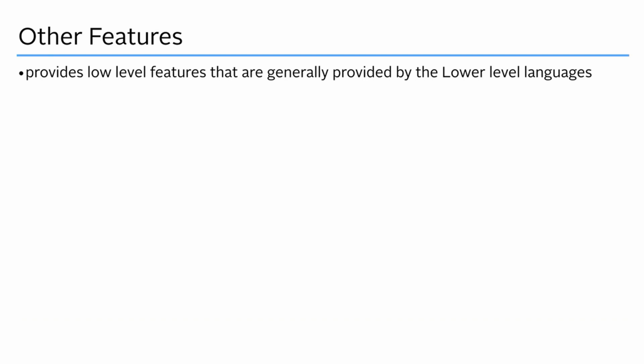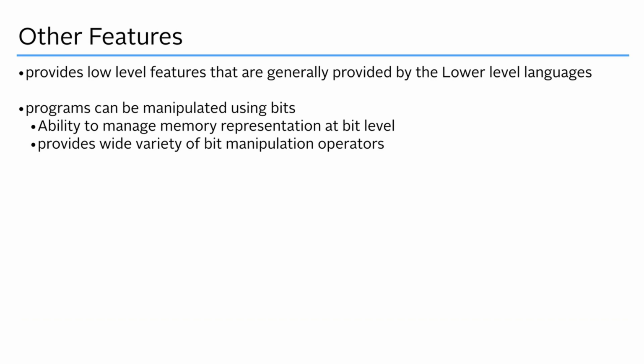Some other features of C: it provides low-level features that are generally provided by lower-level languages. We talked about this. But again, the best example of this is memory management, direct access to memory. Programs can be manipulated using bits. Wow, if that's not low level, I don't know what is. It is the ability to manage memory representation at a bit level.